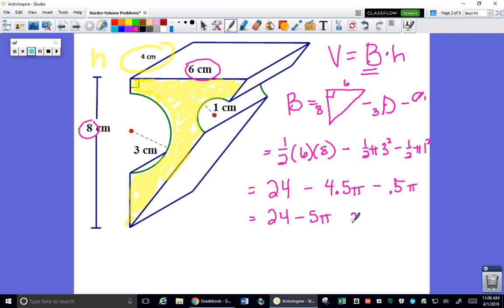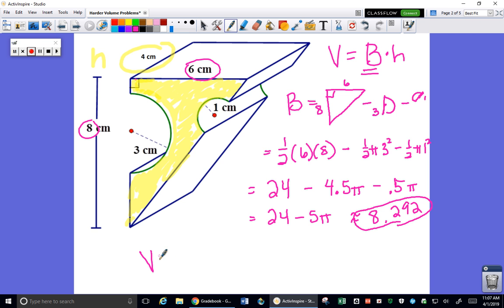Okay, which you may or may not find very satisfying. So if you want to put that into your calculator, 24 minus 5 pi, we can actually get a decimal approximation. 8.292 would be the area of that base approximately. Okay, you cannot do this subtraction. You can't subtract a number from a product. So 5 times pi, 24, this is not 19 pi. That's not the way this works.